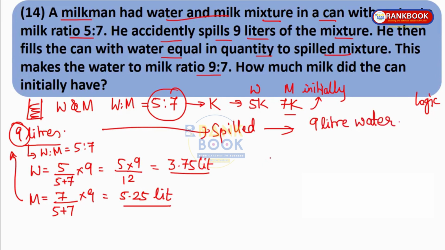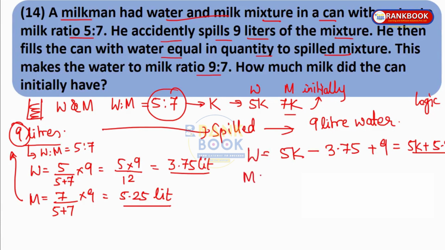Now how much is the final amount of water? Initially the amount of water was 5k, then out of that 3.75 liters gets spilt, gets removed, then he adds 9 liters of water. How much do we get? We get 5k plus 9 minus 3.75, which is 5.25. So the amount of water is 5k plus 5.25.